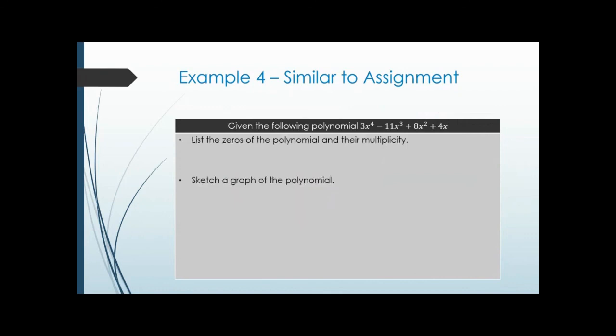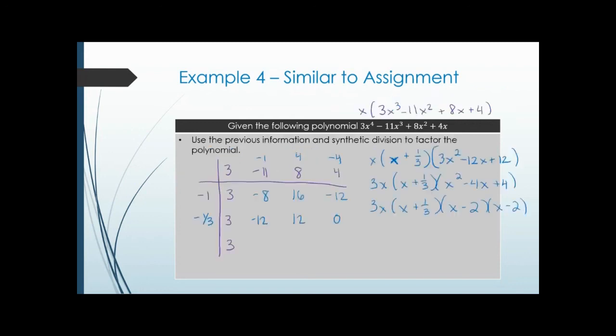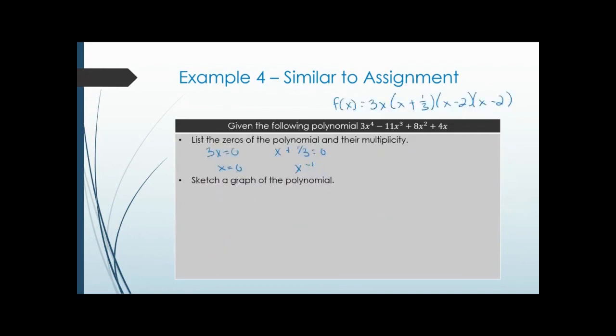So now that I've factored, what comes next is pretty easy. It says list the zeros of the polynomial and their multiplicity. So we have factored this. We have 3x, we had x minus 1/3, and then x minus 2, x minus 2. So you set each of these equal to 0. So 3x equals 0 means that x equals 0. So that's a zero. Then we had x minus 1/3 equals 0. Wait, that should have been x plus, right? Yes, I copied that wrong. So one of our zeros was x equals negative 1/3. And then we have x minus 2 equals 0, which solves to x equals 2. And because that one shows up twice, that has multiplicity 2.